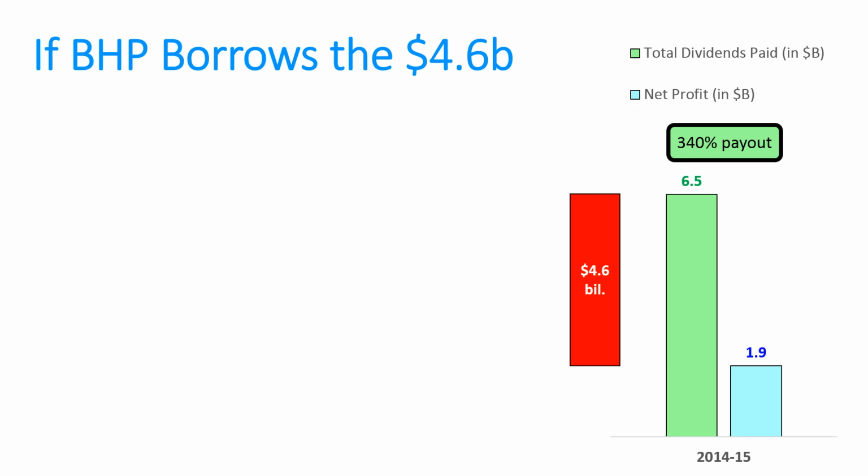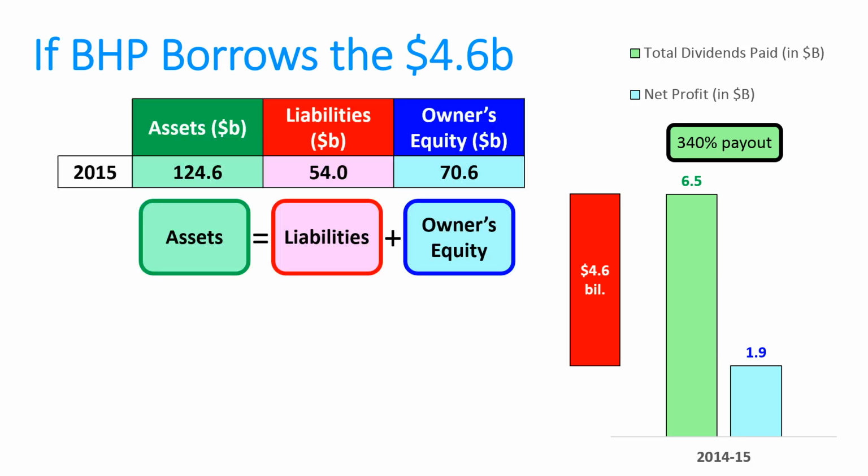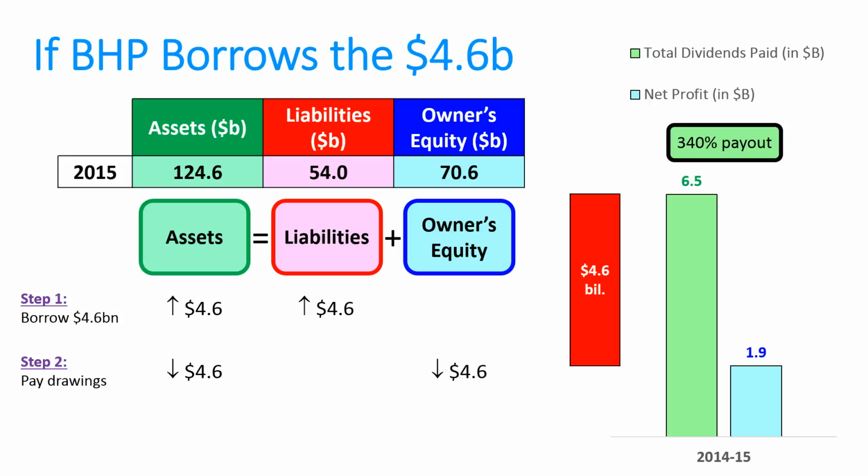If they go and borrow that $4.6 billion extra that they need, there's the current accounting equation in 2015. So let's figure out what would happen if step one, they went and borrowed $4.6 billion. Well, first of all, they'd have more money, so they get cash, so that's going to make our assets go up. However, it's also going to make our liabilities go up, and that's because we'll have a loan that we need to repay to the bank, and that'll increase $4.6 billion. Step two would be we then pay the drawings or the dividends to the owners. So the cash goes out the door, so assets go down, and we know from Year 12 accounting when we pay drawings, our owner's equity decreases. So that's what would happen.